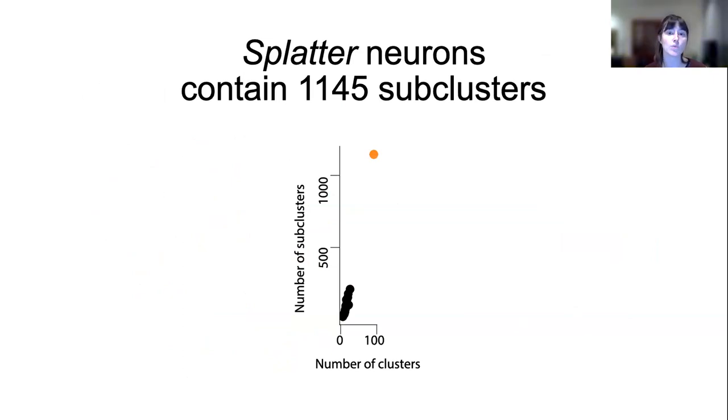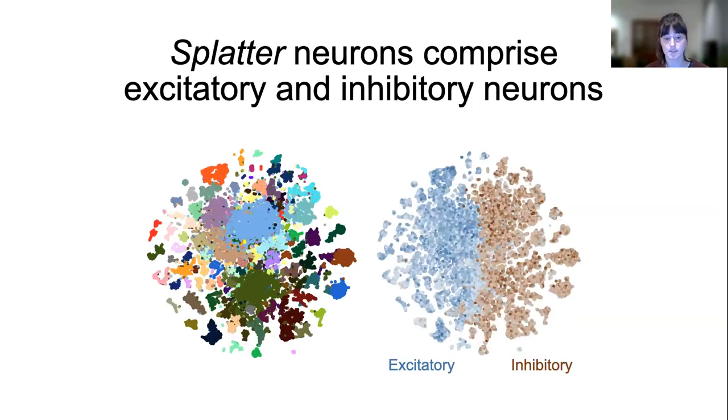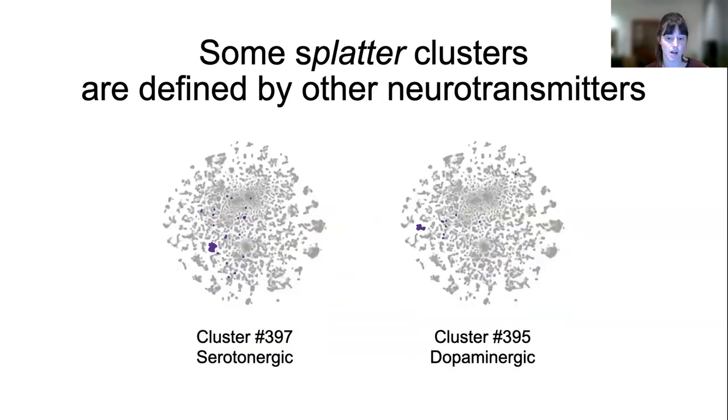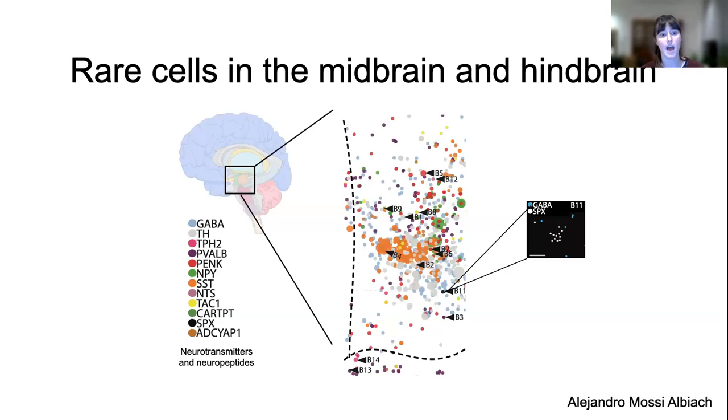In this supercluster, we found over 1,100 subclusters, which was 900 more subclusters than any other supercluster in the data set. And these neurons included multiple types of neurotransmitters. So we saw both excitatory and inhibitory neurons here. We also saw serotonergic neurons and dopaminergic neurons. And in trying to make sense of these cells, we also tried different approaches for looking at them. Alejandro Massi in Sten's group looked at these regions, particularly the midbrain and the hindbrain, with spatial transcriptomics. And he made the interesting observation that some of the neuropeptides he was interested in, he could only find in a handful of cells.